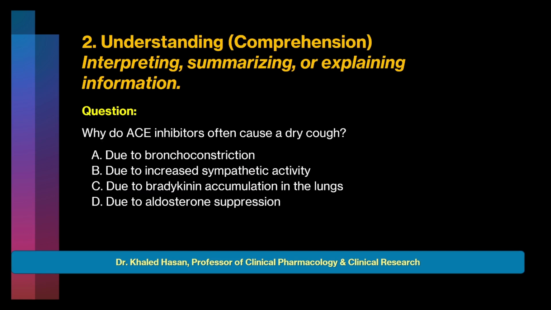Understanding, comprehension question: interpret the result, explaining information. Why do ACE inhibitors often cause a dry cough? Why may the patient suffer from dry cough after using ACE inhibitor? A, ACE inhibitor causes bronchoconstriction. B, ACE inhibitor increases sympathetic activity. Or C, ACE inhibitor causes bradykinin accumulation in the lung. Or D, ACE inhibitor causes aldosterone suppression.